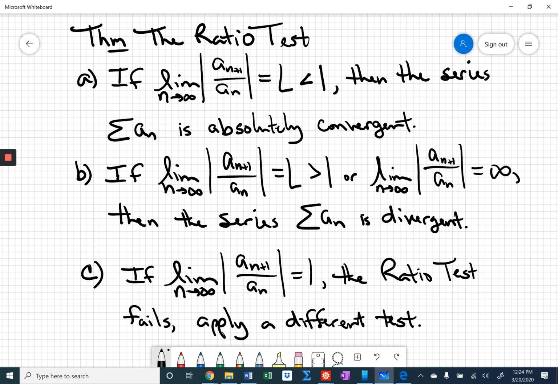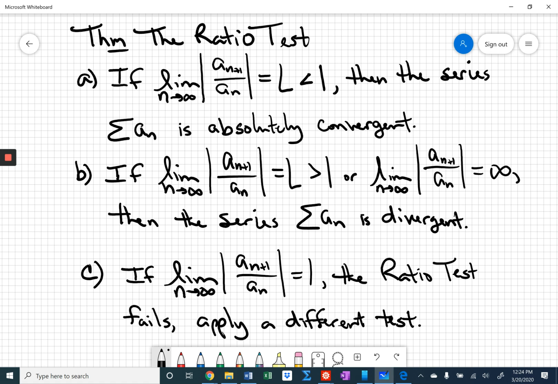But it doesn't work 100% of the time, as part C tells us. It fails when that limit becomes 1. And so we do have to be careful. We have to make sure that we apply it properly, and we pay attention to what we get, and we don't include 1 as a possible point of convergence or even divergence. We just don't know. When the limit is 1, we have more work to do. We'll talk about that in just a moment.